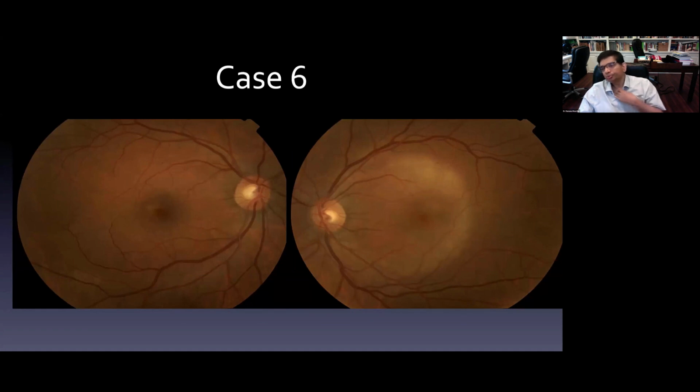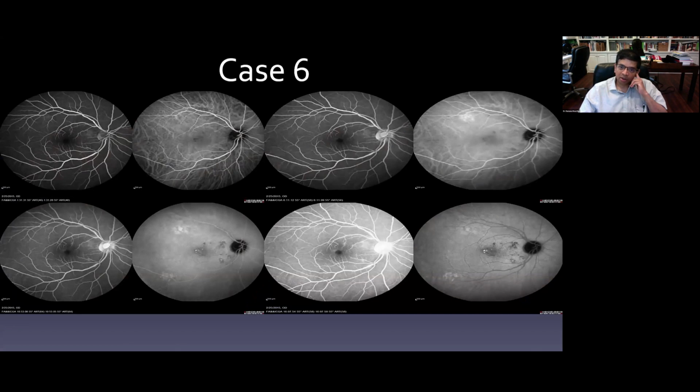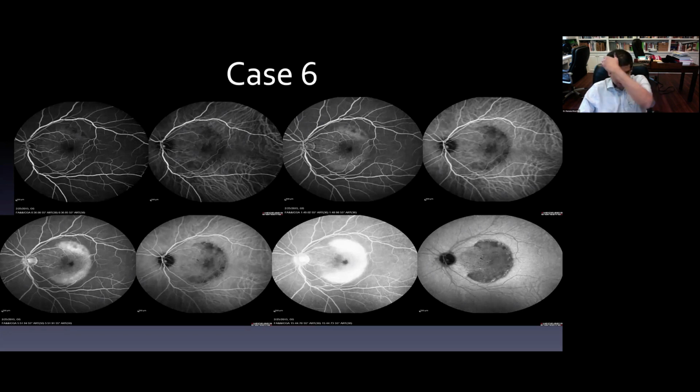I didn't show you, this patient also had a desquamating rash on the palms of both hands, and his partner was with him as well, and this patient had been with the same partner for many years. And this is the fluorescein angiogram and the ICG in the right eye. Here's the left eye. You see this large placoid lesion in the posterior pole, a very characteristic finding.